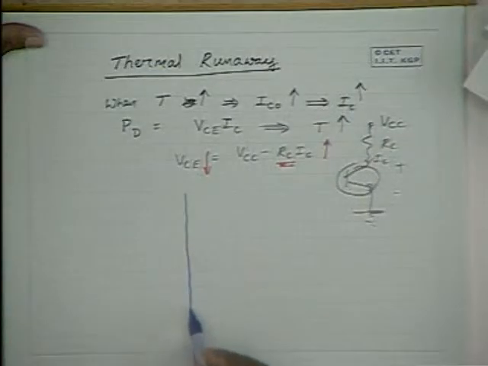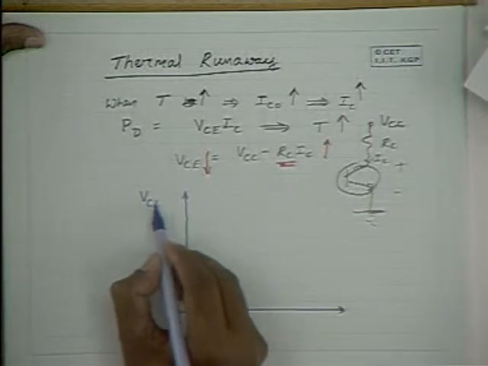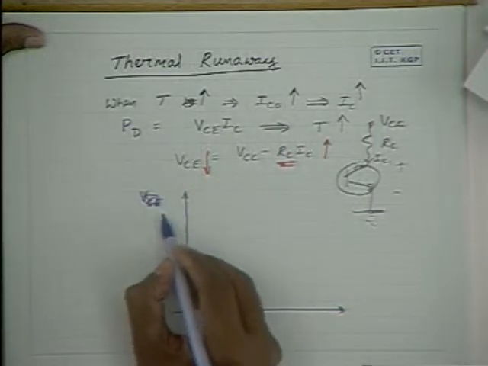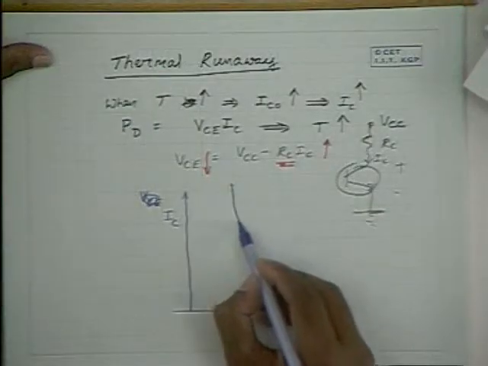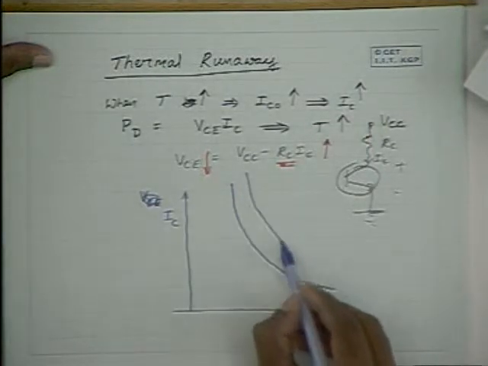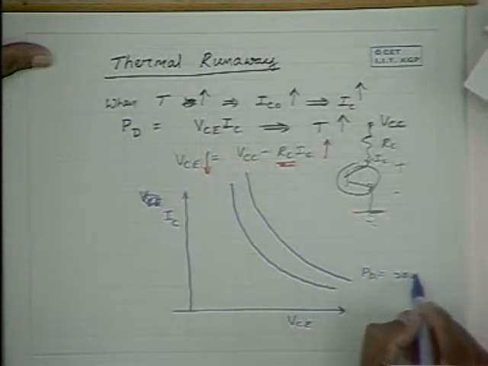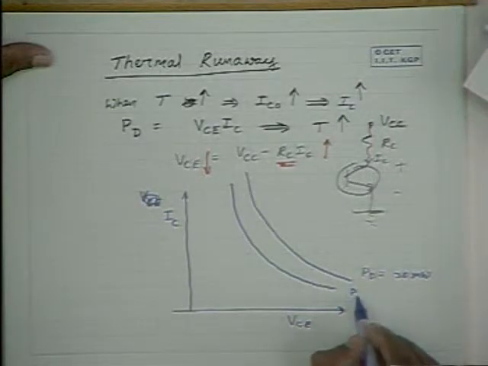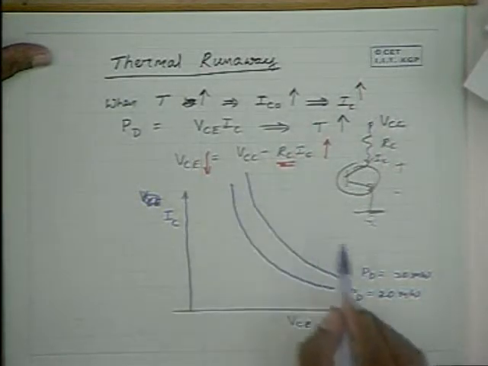Now, if you look at the constant power dissipation curves of the transistor on the output side characteristics, when you operate the transistor at a particular VCE and IC, the product VCE into IC is the power dissipation. Therefore, the constant power dissipation plots are like this. This is maybe PD equal to say 30 milliwatts. And say this is PD equal to 20 milliwatts. Like this, we have different constant power dissipation plots.